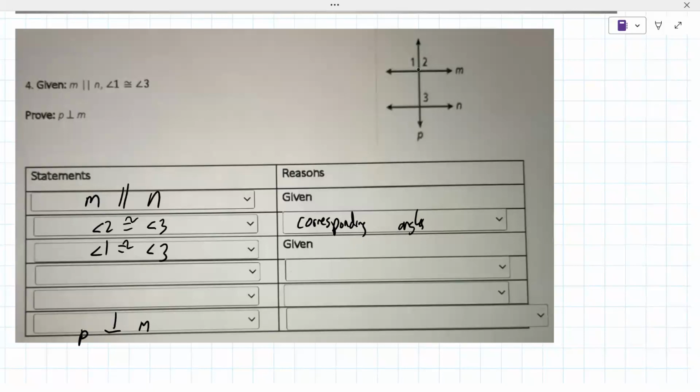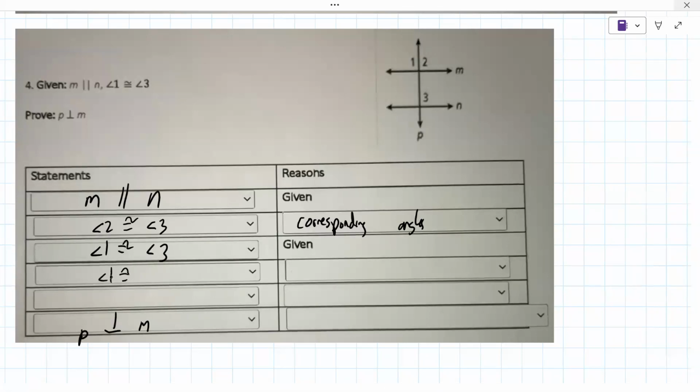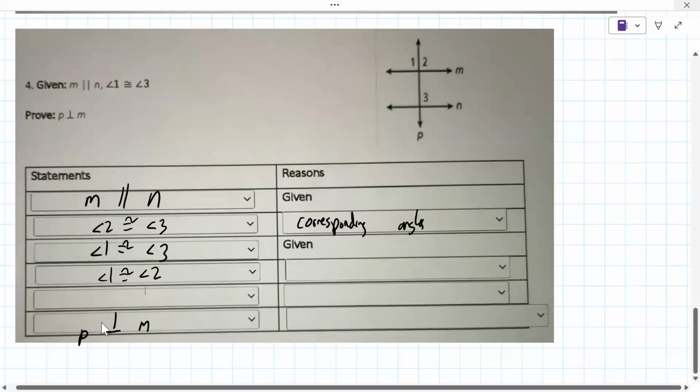So the direction I'm going with this one is: M is parallel to N, given; 2 to 3 corresponding; 1 to 3. So we can probably say something about angle 2 and angle 1 being congruent. I don't know if that's an option. There's angle 1 congruent to angle 2. Yeah, so that's a transitive, or a substitution. Probably a substitution.